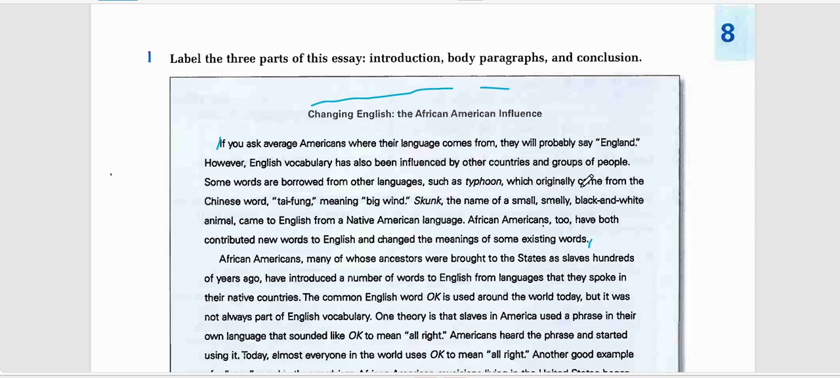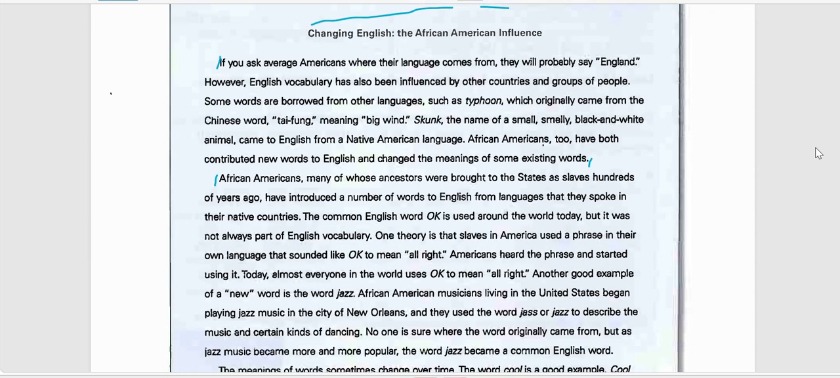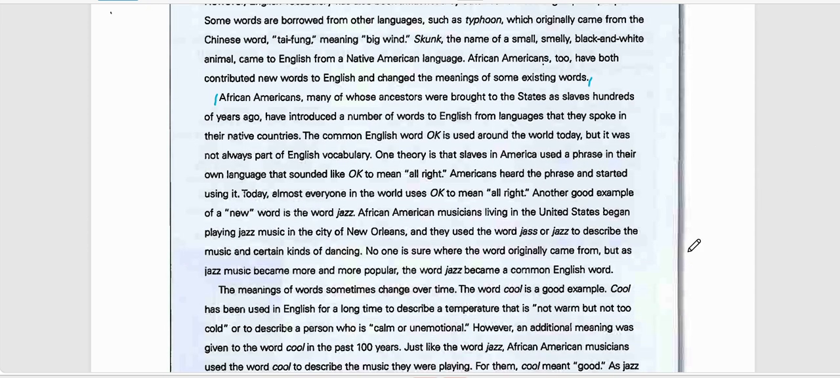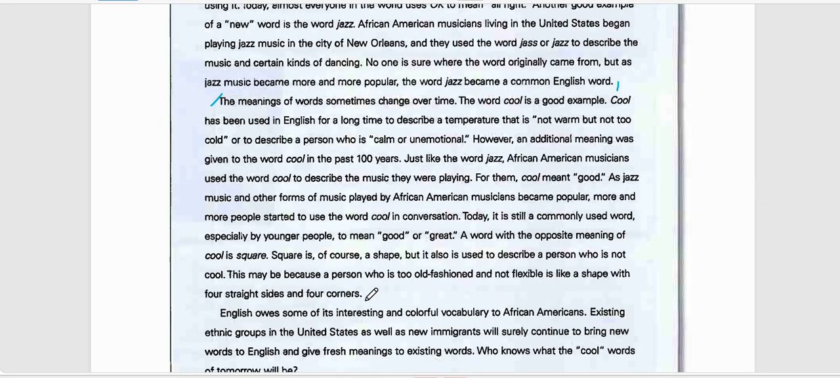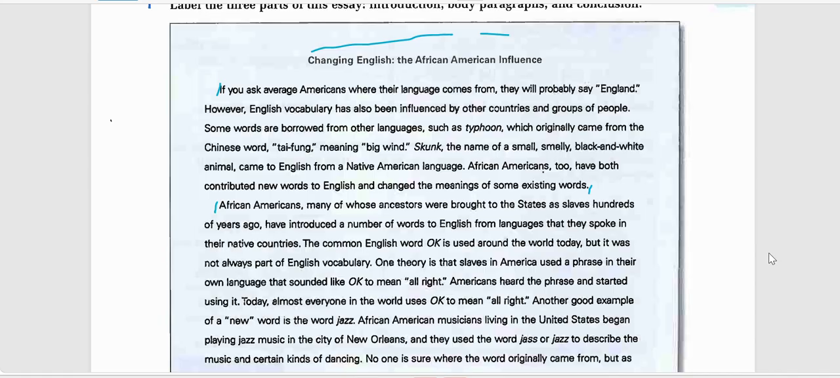So the first paragraph, we call this the introduction. After the introduction part, the second paragraph continues until here, and this one is another paragraph, the second paragraph that we have, the body paragraph, and this is the conclusion. See how clear and organized it is. Without reading, we can understand where the introduction is and where the conclusion or body paragraph is.